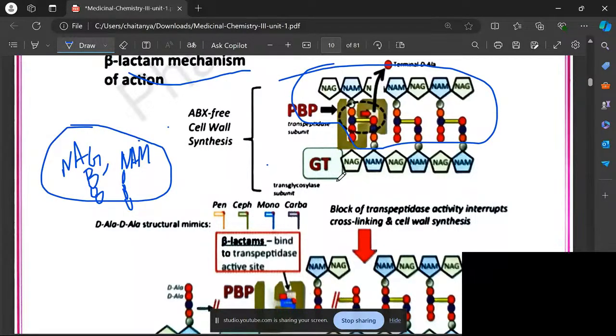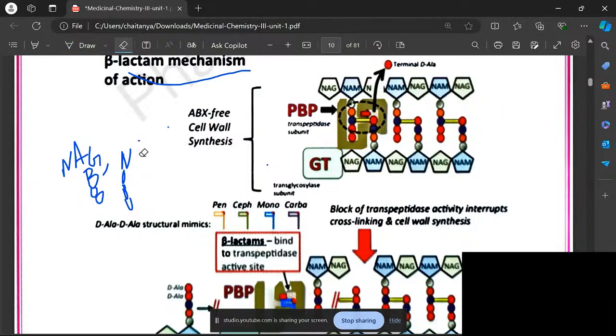This is cell wall synthesis. So what's happening here? There is a mechanism called the transpeptidase subunit, which means there is interlinking between this NAG and NAM. If you see here, this is NAM and this is NAM. There is an interlink between these chains, these peptide bonds.